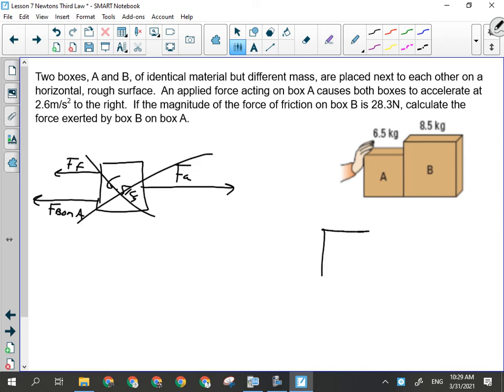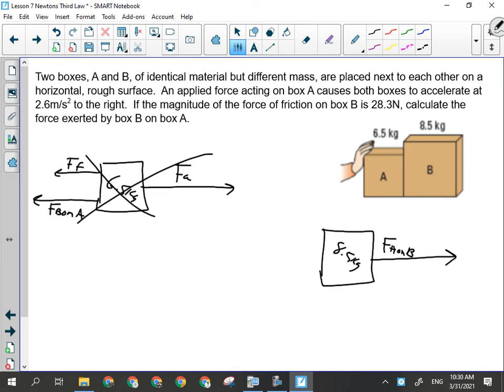Box B, on the other hand, has less going on. It's 8.5 kilograms. How many forces are acting on it? Two. What's that force? A on B. That is the force of box A pushing box B. What do I know about that force? Well, that's part of what accelerates it at 2.6. I'm thinking more, how does that relate to box A?